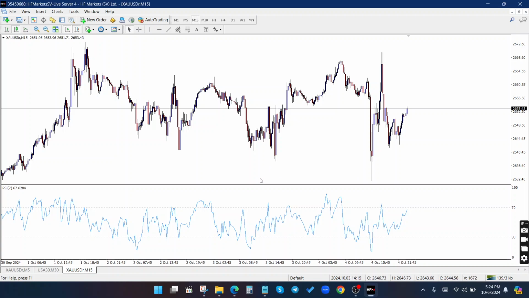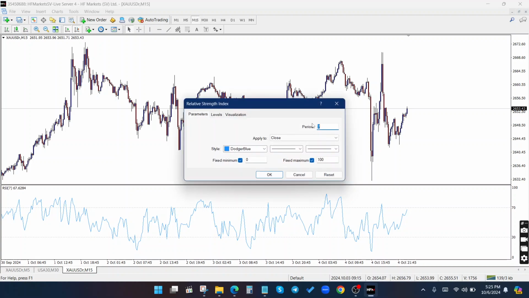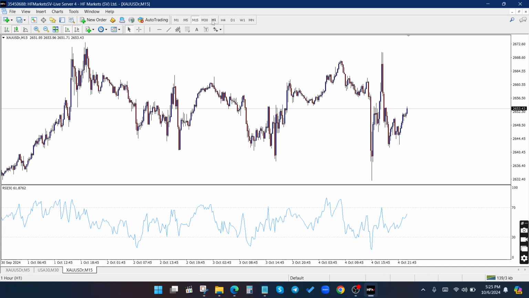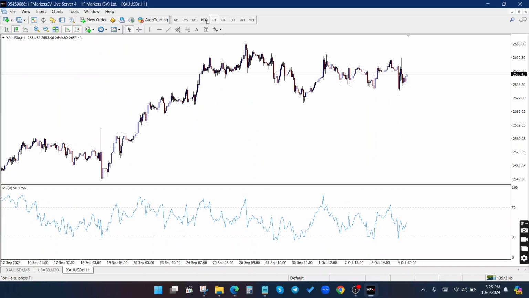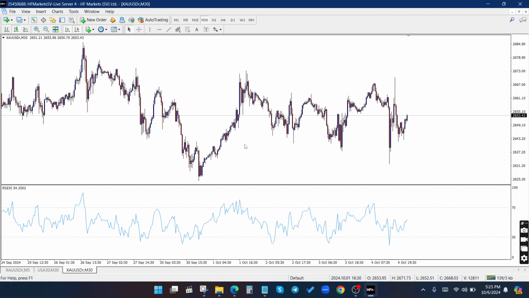Now, for medium-term trading, like day trading, a scalper can focus on 5 minutes, 15 minutes, 1 minute, but a day trader can use the same 7 period or 9 period, but on a higher time frame, probably like 1 hour or 30 minutes time frame. If you are a day trader, right, you can use the same settings, but on a higher time frame.